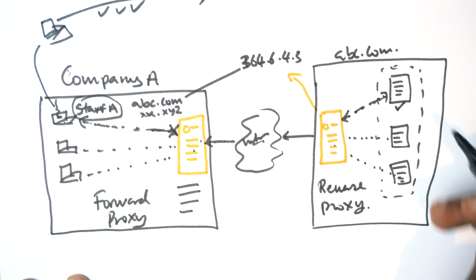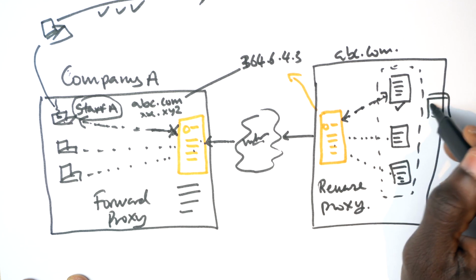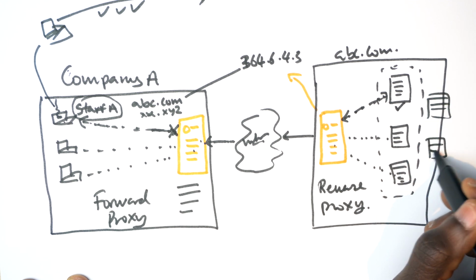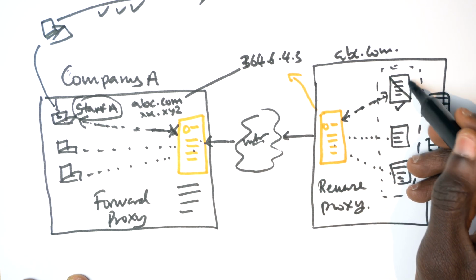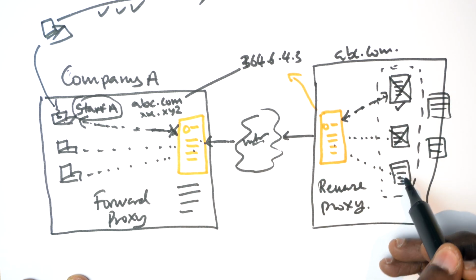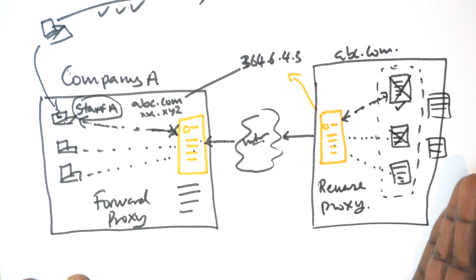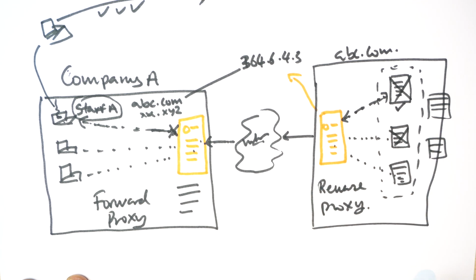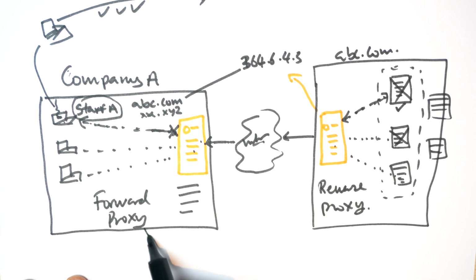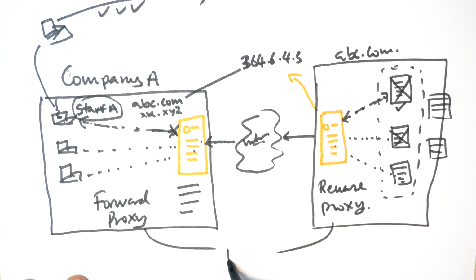abc.com, on the other hand, can add more servers at any point in time that they want without affecting the service. Or if servers go down, as long as there's a server to handle it and able to take the traffic, the outside world doesn't know. So this is a simple example of forward proxy and reverse proxies.